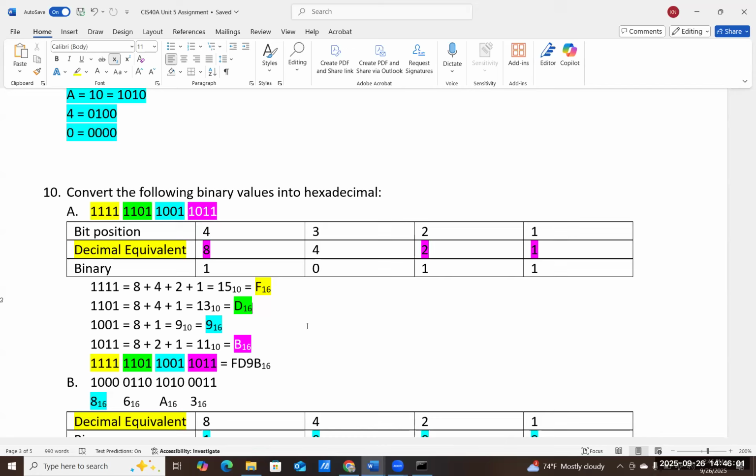So you use the same scale, you put the binary value on the bottom of it. And whichever bits are on, you add it, right? Just like how you did binary to decimal last week. So this entire binary value represents FD9B, right? Why is this B? Because it's 11 and anything after 10 is a letter for hex. So 10 is A and 11 is B. So you have FD9B.